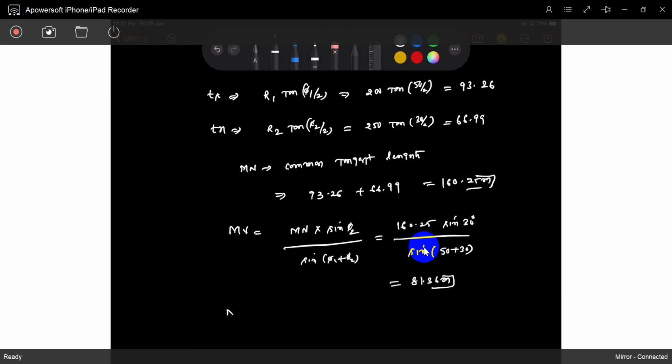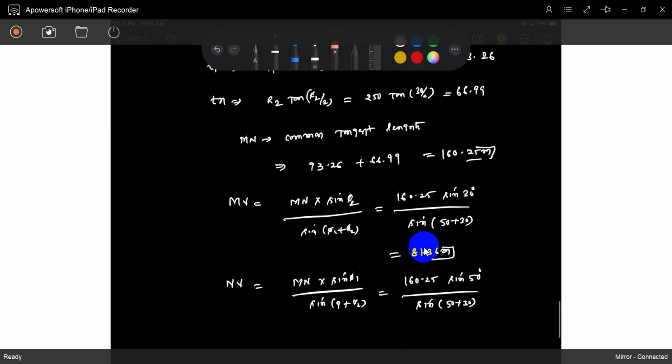Same thing for NV. NV is MN sin theta 1 divided by sin theta 1 plus theta 2. So 160.25 sin 50 divided by sin 50 plus 30, which gives 124.65 meters.